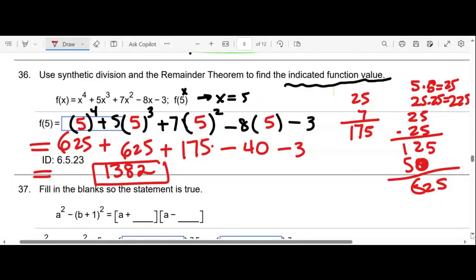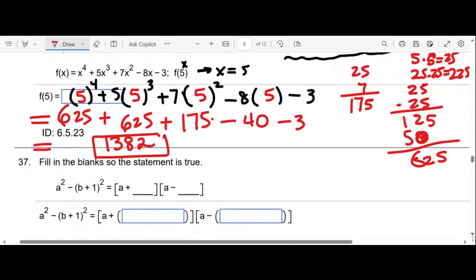Easy? Just replace x with its value. Okay?